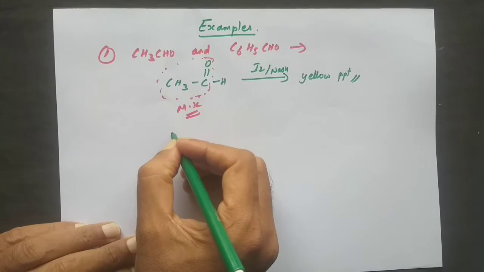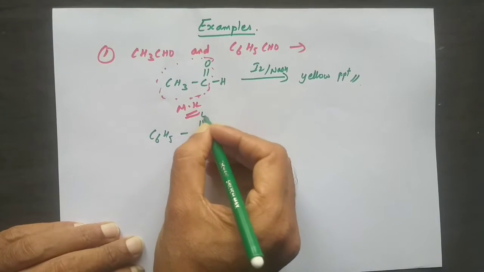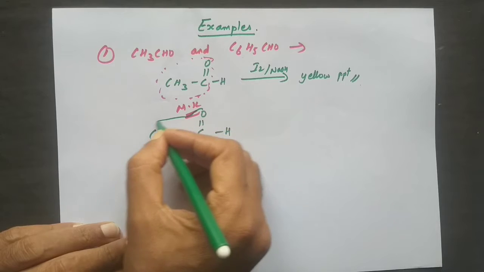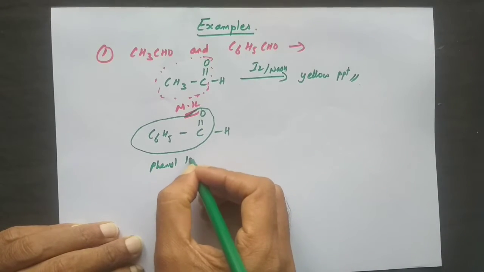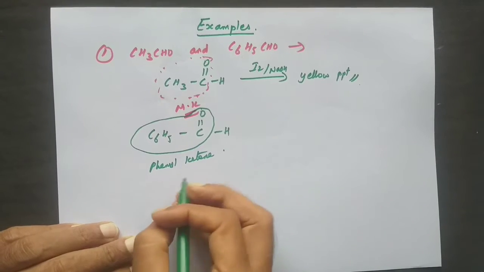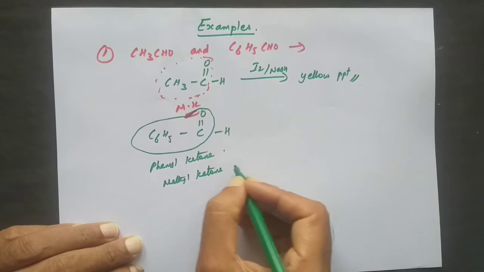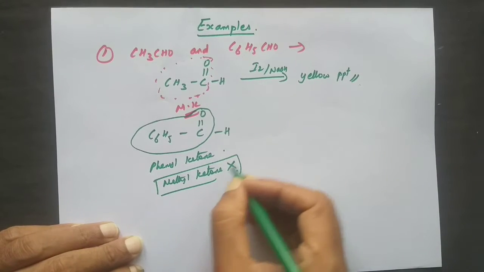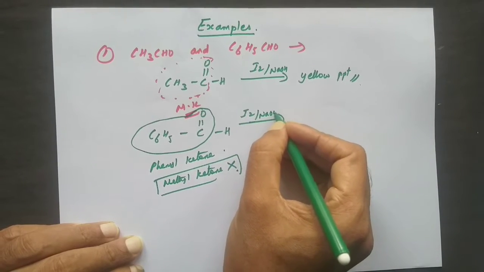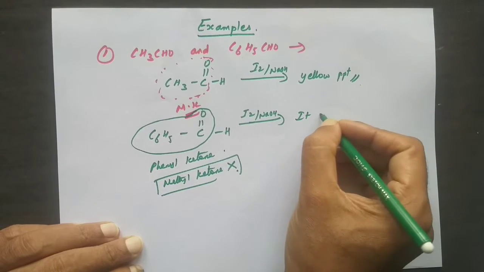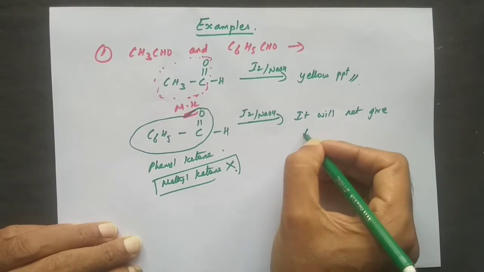But in case of benzaldehyde, we got the C6H5, C double bond O and the H. Here you can see it is phenyl ketone, not methyl ketone. It is phenyl ketone. So here methyl ketone is absent. So when treated with I2 and NaOH, it will not give the yellow precipitate.